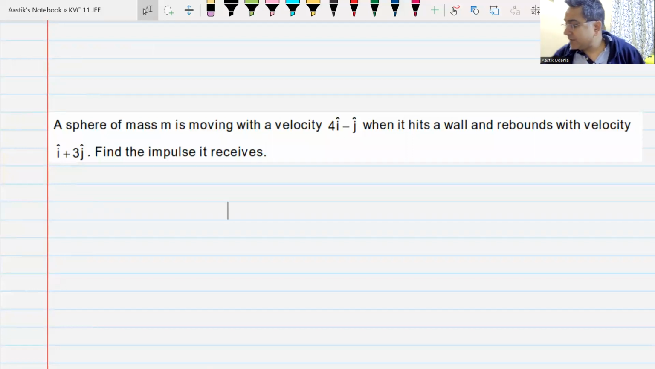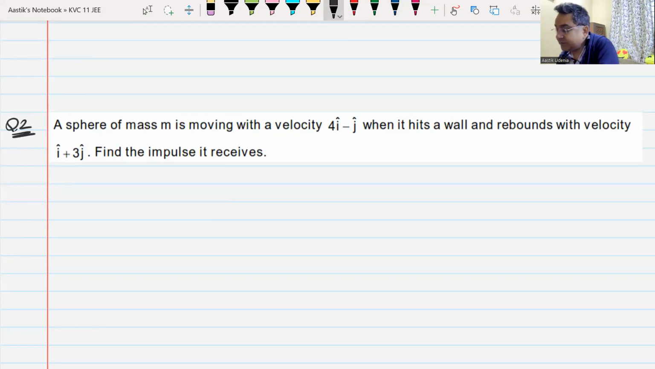A sphere of mass m is moving with a velocity which is given. Then it rebounds back with a velocity which is given. You have to find out the impulse that it receives. I'll give you 2 minutes. Please tell me the answer.